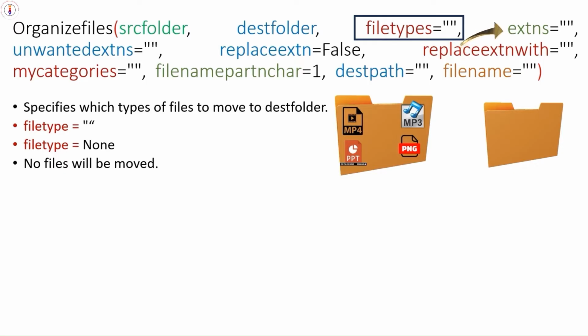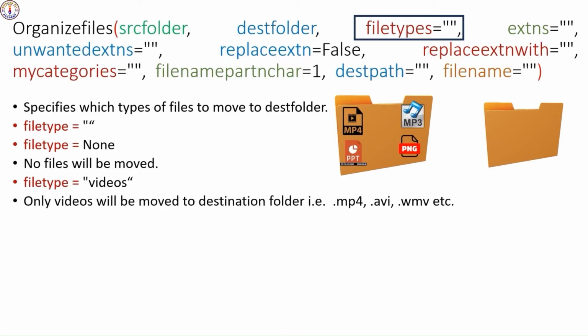If you want to separate videos of all kinds from other types of files and move them to a destination folder, you would type video here. Only videos will be moved, including MP4, AVI, WMV, GIF, FLV, or any other types of videos. If you want to move all the files to the destination folder, then type all here.